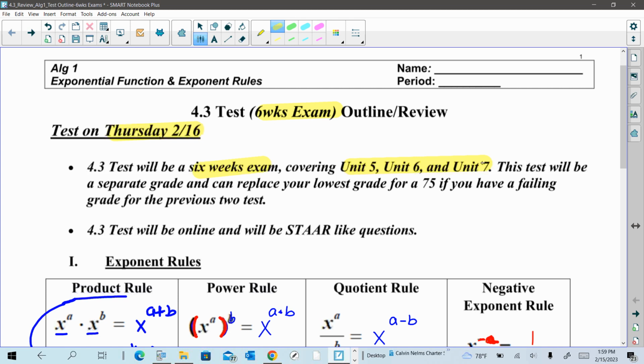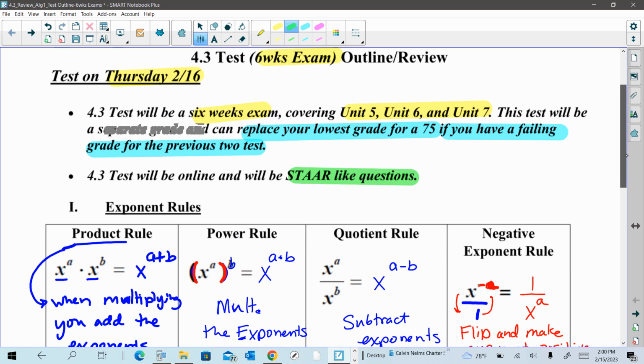It'll be a separate grade, but this is important, it can also replace your lowest grade with a 75 if you still have failing grades from a previous test. The main thing I need to make sure we understand is this test is going to be online and they're going to be STAAR-like questions. So we're going to look at the new format of questioning. We've done a couple of those with our quizzes where you have to type in an answer or match an answer, so we've kind of practiced it.